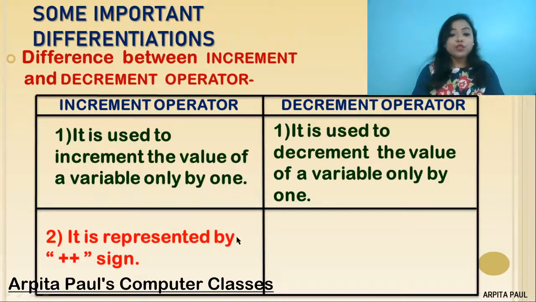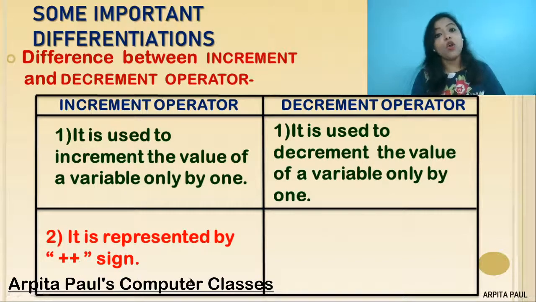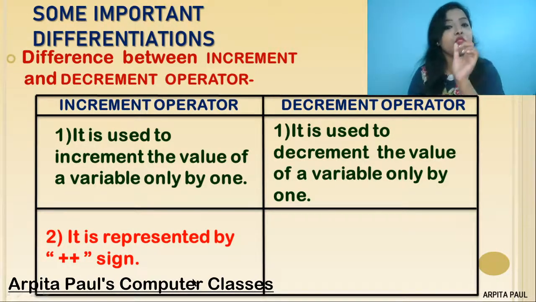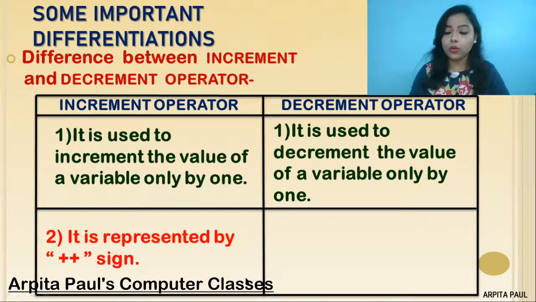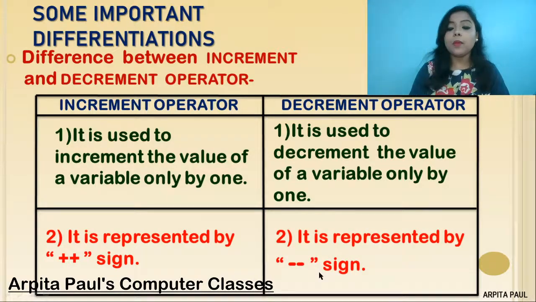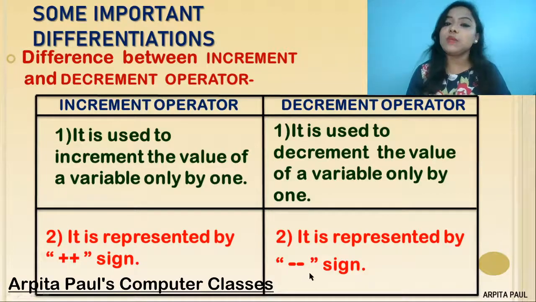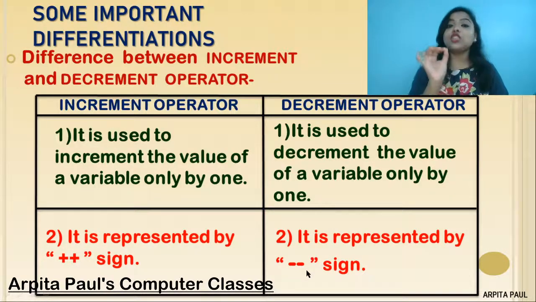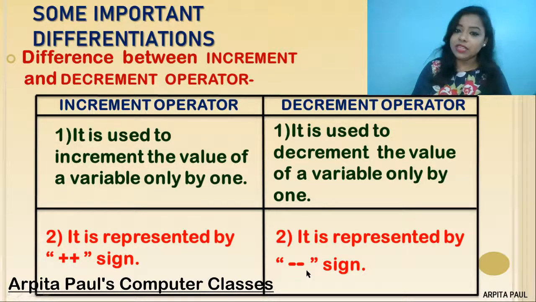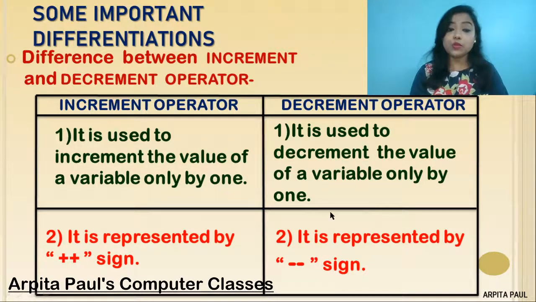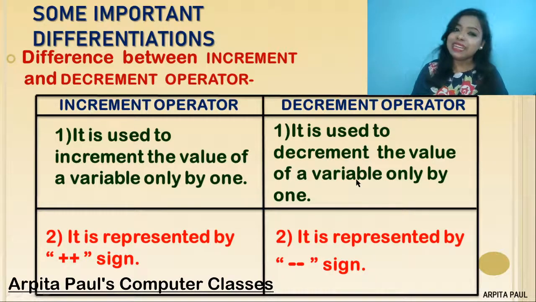So let me show you the symbol. It is represented by plus sign. Whenever we are using increment operator, we use double plus sign. This represents only incrementing the value of a variable by 1. Okay. Now, in case of decrement operator, it is represented by minus sign. And this double minus represents decrementation of value by 1 only. Okay. So, this is the basic difference between increment operator and decrement operator.